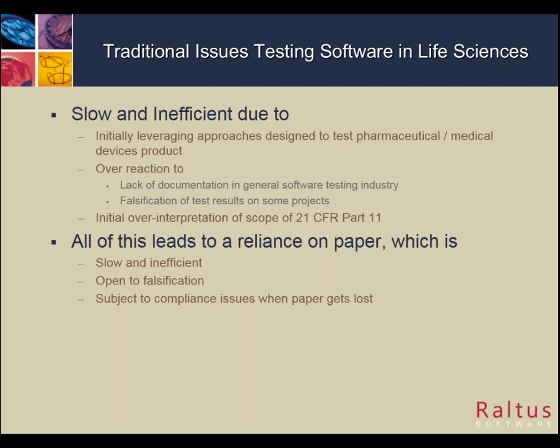So as an industry, we still tend to rely on paper a lot, but as we've said, that can be slow and inefficient. It can be relatively easy to falsify test documentation. The easiest way to do that, of course, is just to fill in the results without actually executing the test, and I've worked on projects where that has been done. Obviously we have to address those issues when they arise, but paper still has compliance issues.